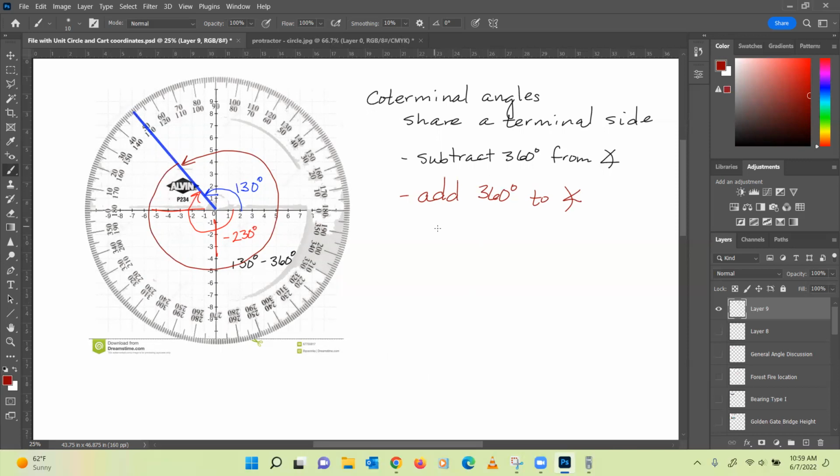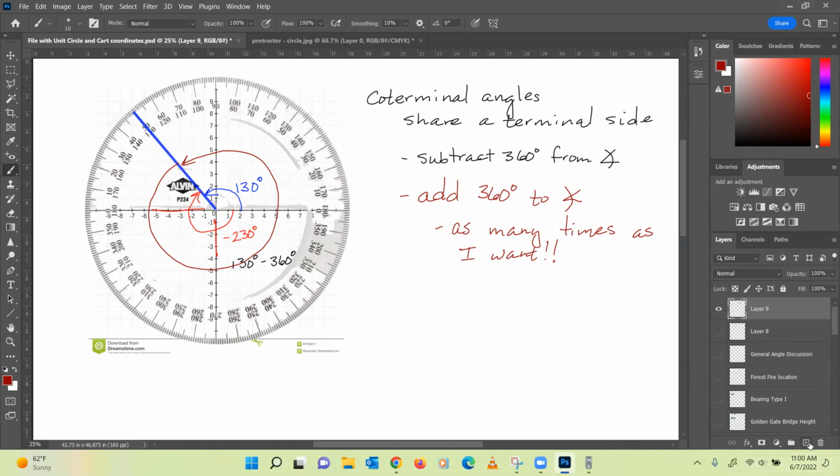Well, I can do that as many times as I want, and I will find more coterminal angles. I can add and subtract 360 all day long and find angles that will end at that blue ray. Which is actually a nice way to watch movies, but gives us ways to find coterminal angles.